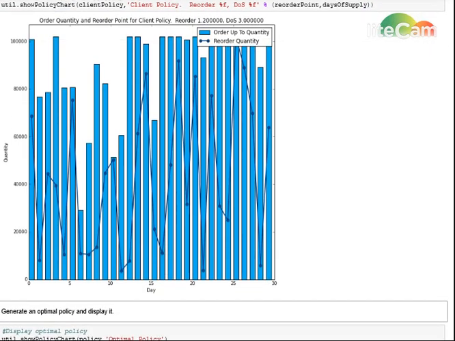In the chart, all the blue dots represent the point at which we need to reorder, and the blue bars represent how much we should actually order.